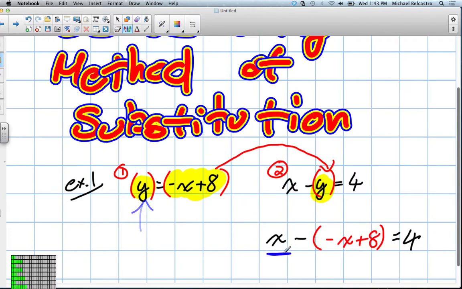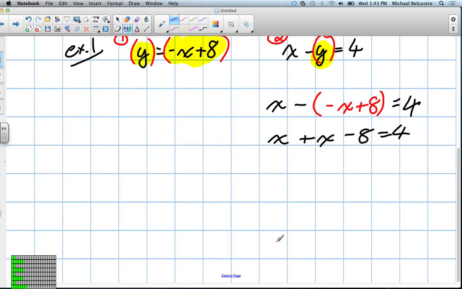From there, we're going to solve. We only have one variable left, so we're going to solve for the variable x. We're going to need to distribute this negative sign to both of the terms. So we're going to get x. Negative 1 times negative x is positive x. Negative 1 times 8 is negative 8, is equal to 4. x plus x will give us 2x. Minus 8 is equal to 4.